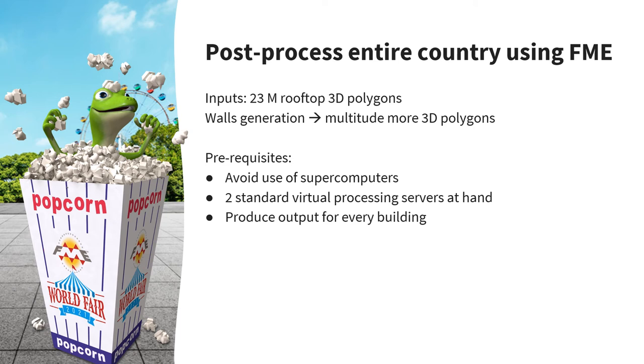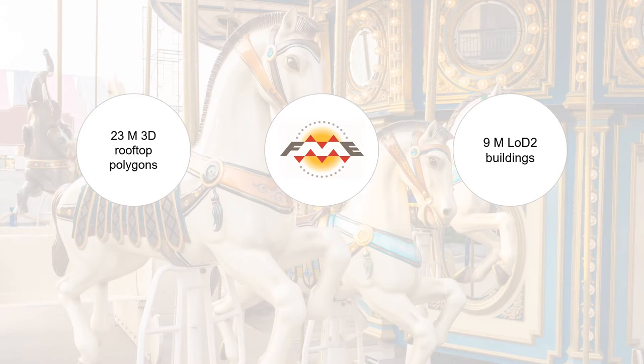We also had some prerequisites. We did not want to have to use supercomputers, and we tried to do the work using only two standard virtual processing servers. And also, we wanted to make sure that we could produce an output for each single building in Belgium, since we did not want to lose any buildings along the way. So to summarize, this means that from 23 million 3D rooftop polygons, we use FME to create 9 million LOD2 building shapes.